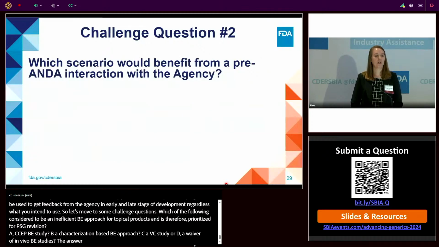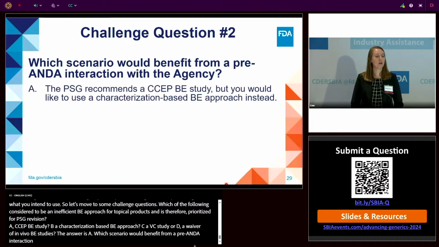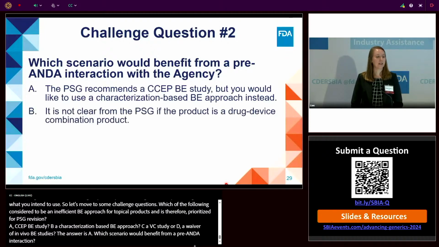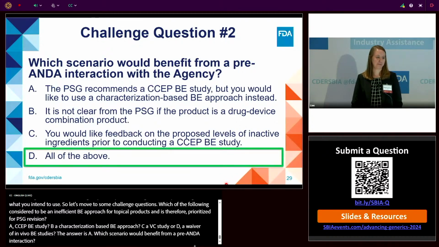Which scenario would benefit from a pre-ANDA interaction with the agency? A, the PSG recommends a comparative clinical endpoint study, but you would like to use a characterization-based bioequivalence approach. B, it is not clear from the PSG if the product is a drug device combination product. Or C, you would like feedback on the proposed levels of inactive ingredients prior to conducting a comparative clinical endpoint study. Or D, all of the above. The answer is D, all of the above.